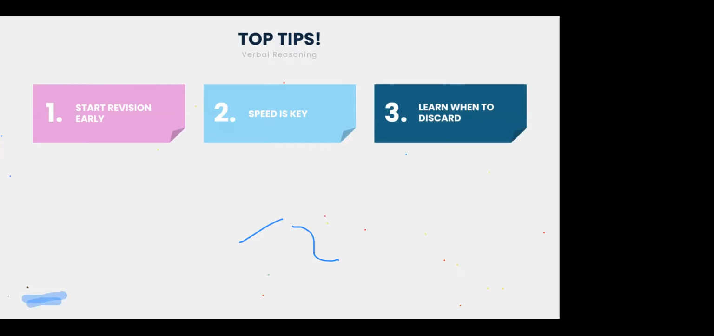Learn when to discard. This is what I mean by flagging, guessing, and moving on to the next question. I, for example, didn't really love historical texts. So when I was practicing my verbal reasoning section for my UCAT, if I got a massive piece of text with six paragraphs all about something historical, personally, I wouldn't be able to read it that quickly because firstly, I didn't really enjoy it, and I would have just found it really difficult. So for those questions, I would have just made very smart guesses, flagged them, and come back to them at the end.